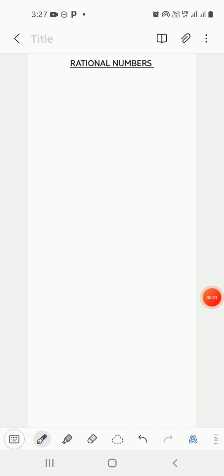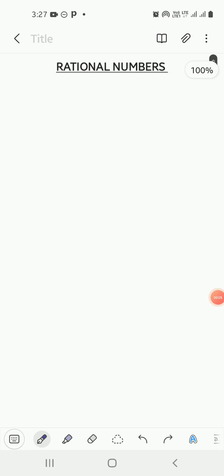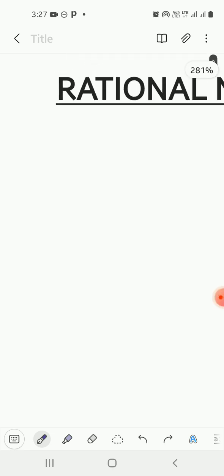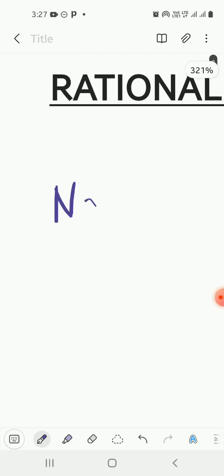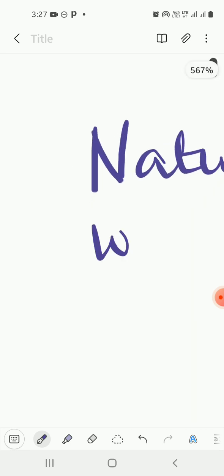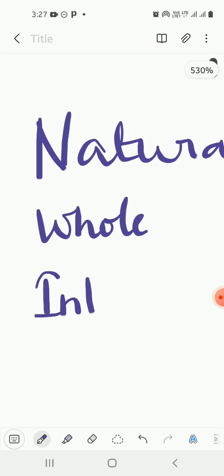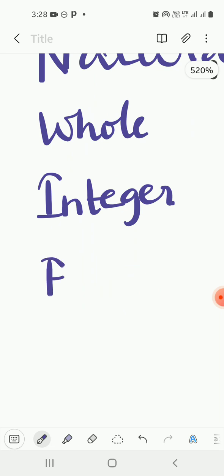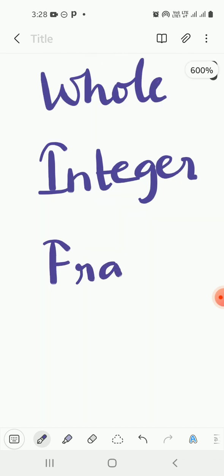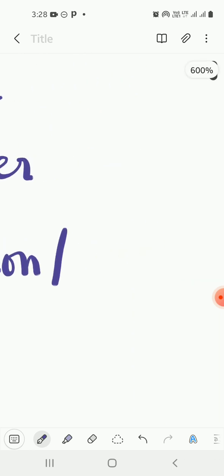Today's topic is rational number. So, what is a rational number? Any number which is a natural number, or a whole number, or any integer, or any fraction or decimal. Fraction and decimal both mean the same thing. It's just that the representation is different.